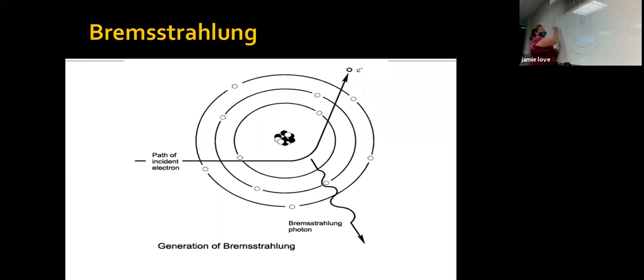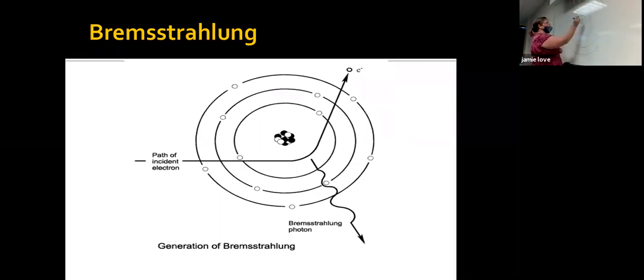So here comes that electron. It gets super close to the nucleus. The nucleus has such positivity that the negative electron is attracted to it, so it turns in another direction. It breaks a little bit, that means slows down, and turns. When it does that, the energy is lost in the form of a photon. That's Bremsstrahlung.